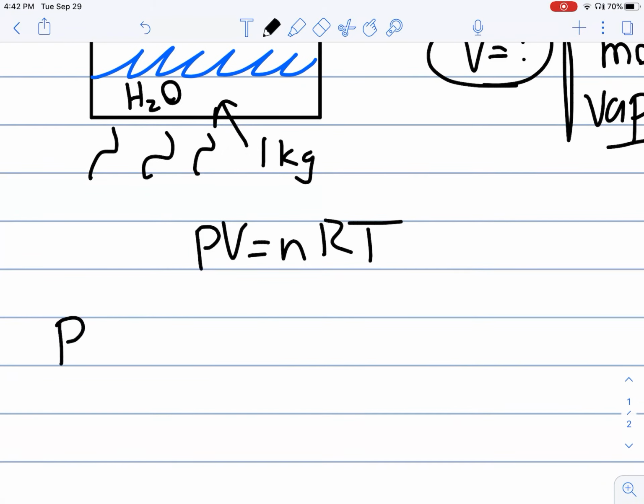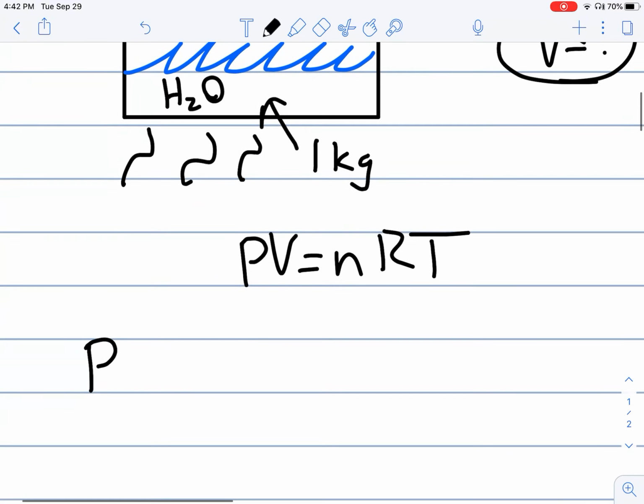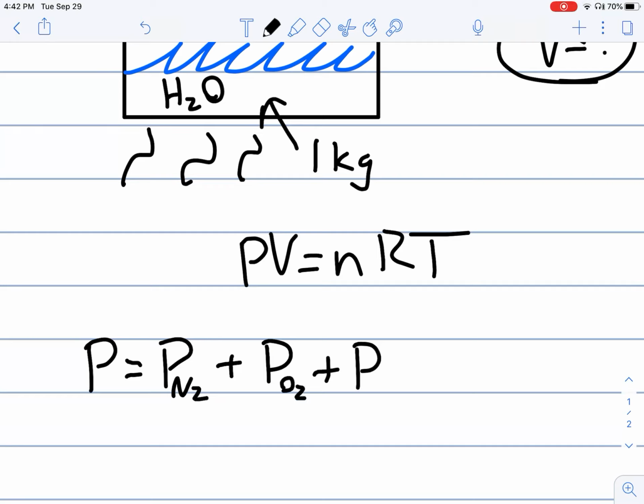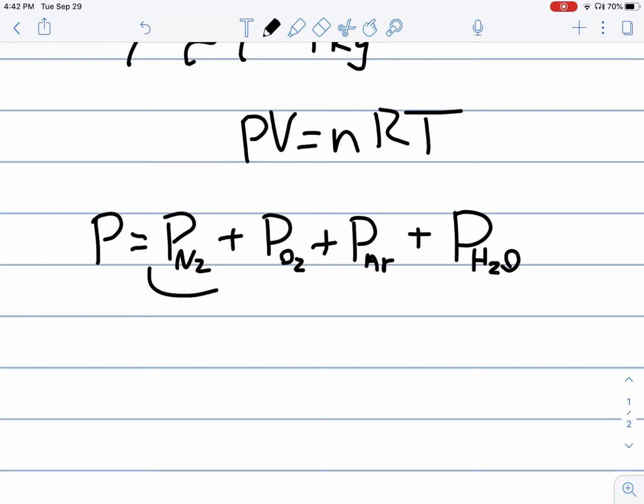So the total pressure of everything inside of this container is going to equal the partial pressure of nitrogen plus the partial pressure of oxygen plus the partial pressure of argon plus the partial pressure of water. And all of that together is going to equal the total pressure. Now, these first three partial pressures are equal to the pressure of air, because the air that we breathe in and out contains nitrogen, oxygen, and argon.